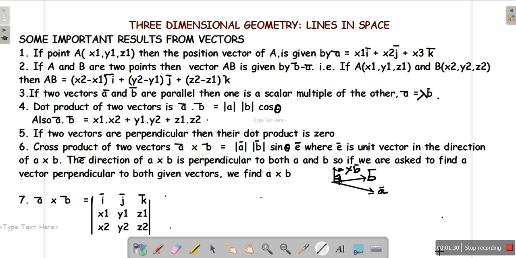You know all these results from your standard 11 chapter on vectors. It is just a refresher of your memory. Now please note that this is one very important result. We will be needing that quite often. Also this one is another important result that we will be needing quite a lot.